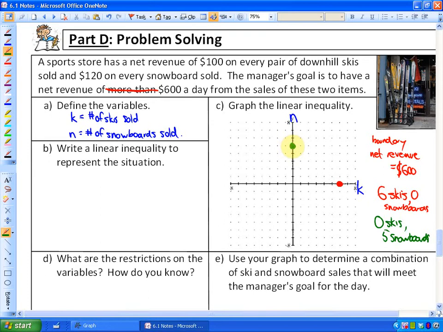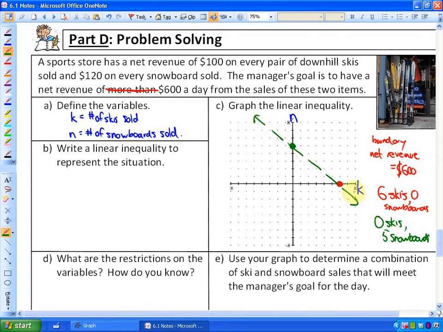Now, we can talk about whether that boundary line is going to be included or not. Since the manager wants more than 600, it's not allowed to equal 600. That would actually be a dotted boundary line because it's not included. So that would be this. So here's sort of our boundary line here.